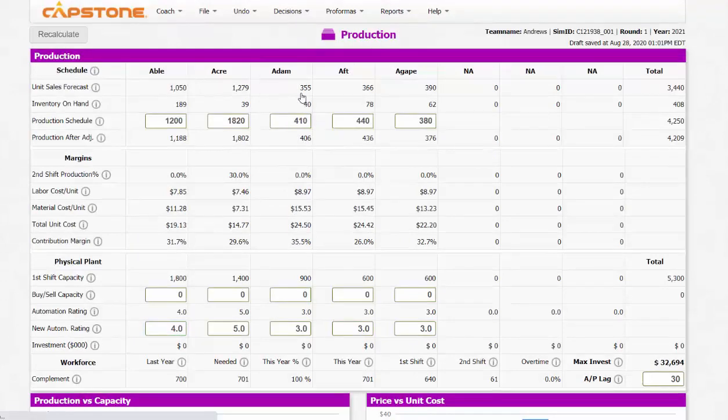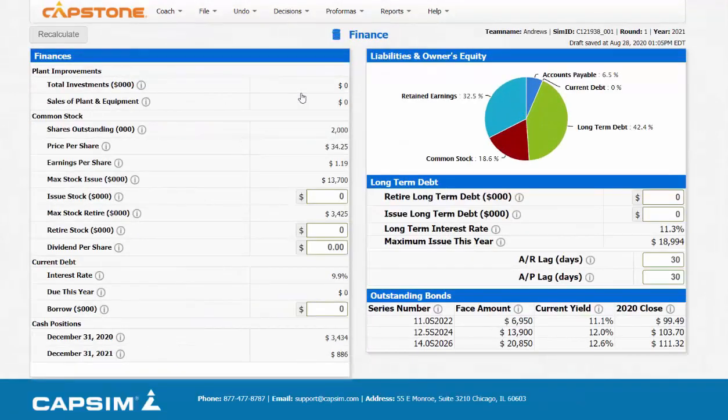And then finally, the next screen where you will be making decisions early on is the finance decision interface. You need to finance any plant improvements, and also you need to make sure that you have positive cash at the end of the year. This is your cash position at the end of the year as of now.